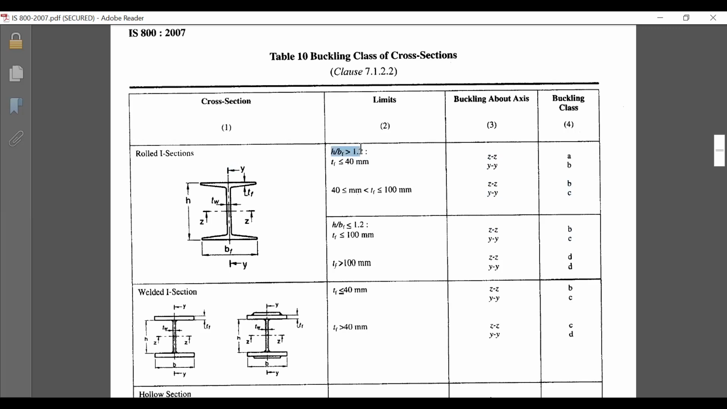Now in h by bf greater than 1.2, you are given when the thickness of the flange, that is tf, is less than or equal to 40 mm, and when the thickness of the flange lies between 40 and 100 mm. Similarly, when h by bf is less than or equal to 1.2, you have the thickness of the flange less than or equal to 100 mm, and the other condition is greater than 100 mm. So first, let's check whether the h by bf value is greater than 1.2 or less than 1.2. Once we check, then we come to the tf conditions. So let's quickly solve for that.